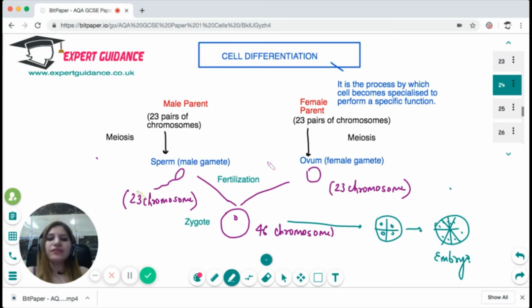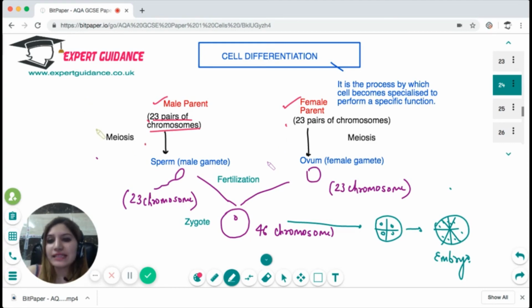Now, let me first explain to you the entire life cycle of a living organism. Now, we have a male parent and a female parent. Both male and female parents have 23 pairs of chromosomes. This is what you need to remember. We have 46 chromosomes, 23 pairs, from which 23 have come from our mother and 23 from our father.